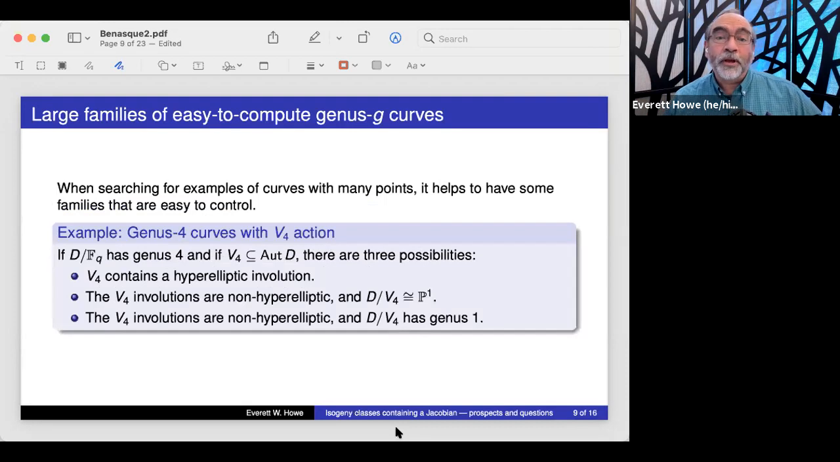So maybe I should pause for a moment here because I was going to move on from the topic that I talked about yesterday to looking at large families of easy to compute curves. So I can pause if there are any other questions that people have. This would be a good time to ask. There's discussion happening in the chat, but I think it's discussion and not questions.